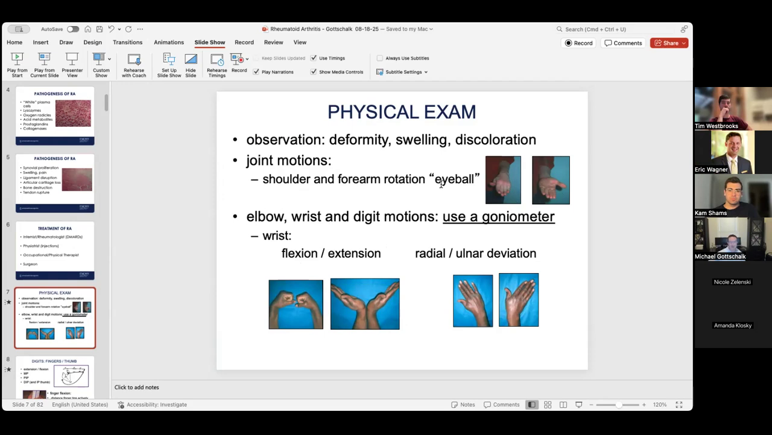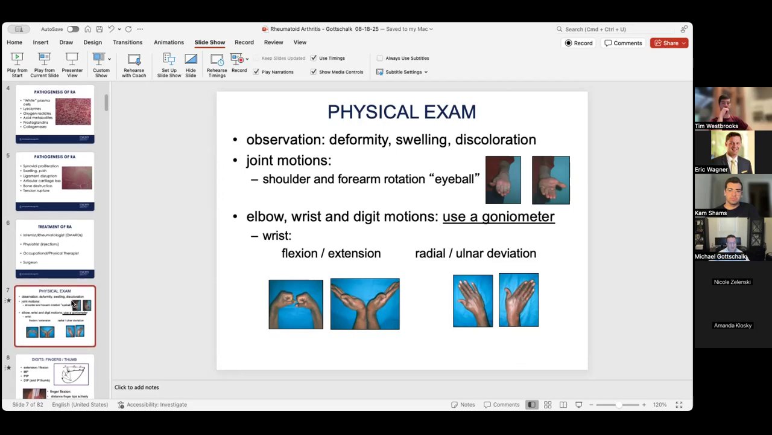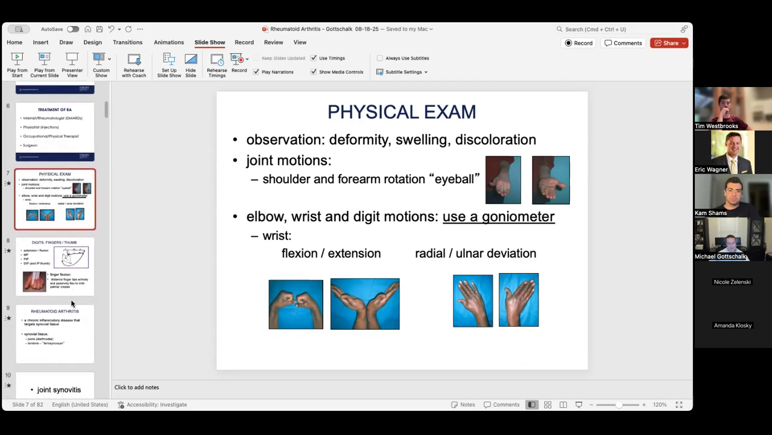And then for most of the stuff that you do, you'll see Wagner and I, for a lot of our patients, we use goniometers, so they should be in all of our rooms. And we look at elbow, wrist, and digit motion, specifically to get flexion extension, radial and ulnar deviation. And this can be crucial, especially when you're monitoring a patient to decide whether or not they've progressed or not.